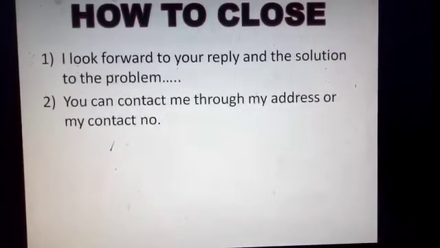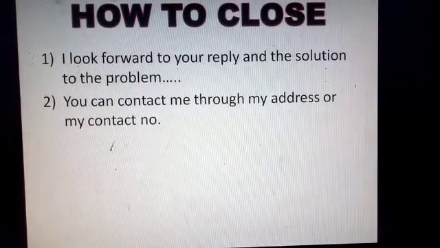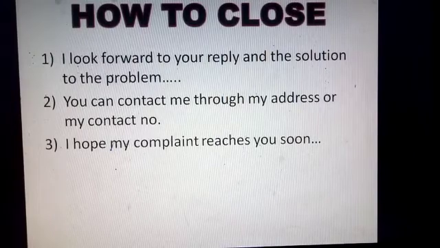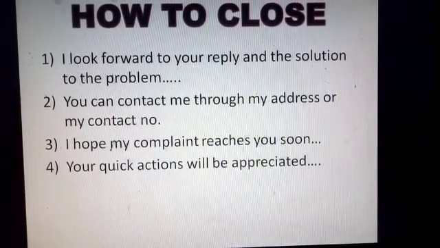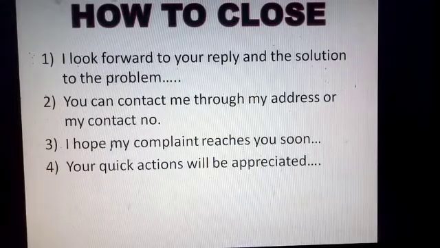The second one is, you can contact me through my address or my contact number. And this line could be used in your third para. And next is, I hope my complaint reaches you soon. And the fourth one is, your quick actions will be appreciated. So these are few lines which can be used and where the evaluator will be impressed by reading them.